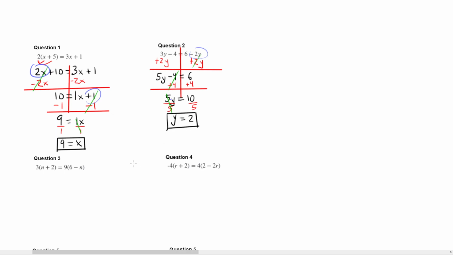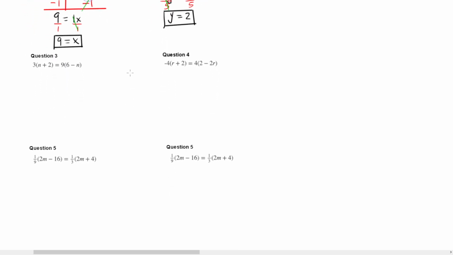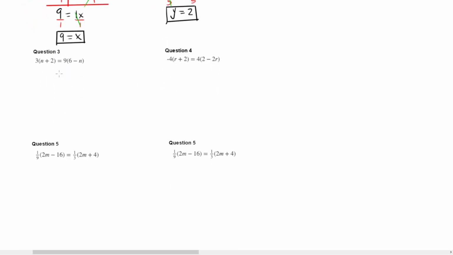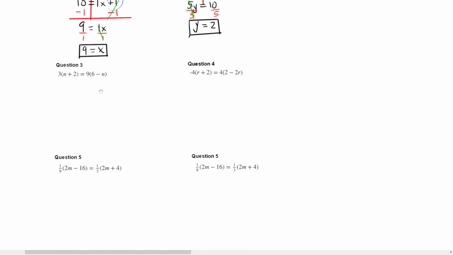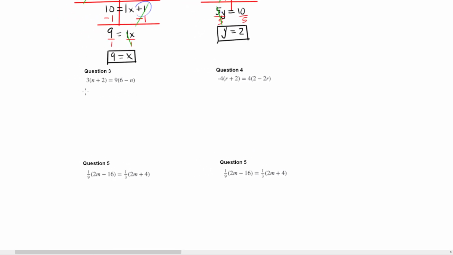Now we have a little bit more challenging questions, a little bit more fun questions down here. Again, I have some distribution. I'm going to actually double distribute this, which will be fun. So I'll take this 3 into the n, and I will get 3n. Then I will take the 3 into the 2. 3 times 2 is a positive 6. I bring down my equals, and now I have to bring the 9 to the 6. 9 times 6 is 54, I believe.